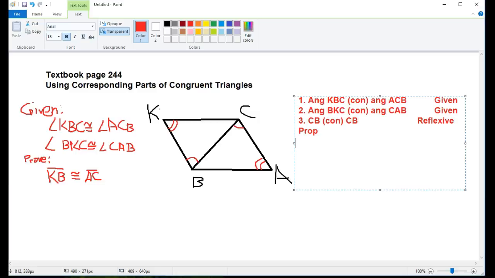So we have this reflexive property. This part should be over here. Apologize for that. Then we can prove that these two triangles are congruent. So we could say triangle KBC is congruent to triangle CAB, and the reason for that congruence would be AAS. Remember that this side is opposite of this congruent side, which is the same as this congruent side. So the side is opposite of the same congruent side.